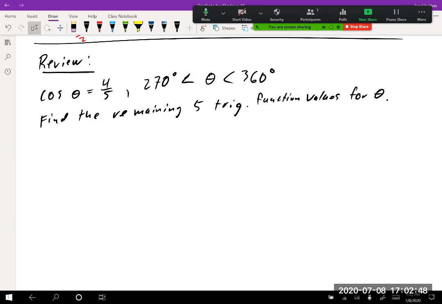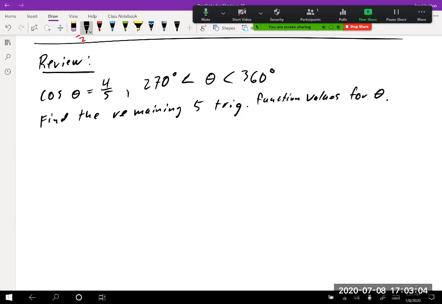It'll say, what if I gave you that the cosine of theta is 4/5, and theta, we don't know what it is, but it's somewhere between 270 degrees and 360 degrees. Find the remaining 5 trig function values for theta.